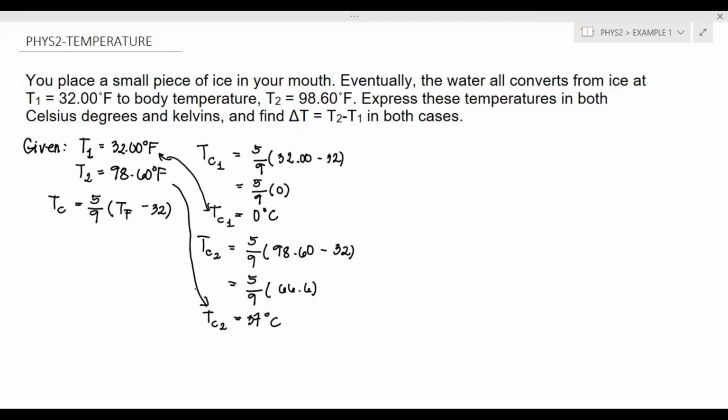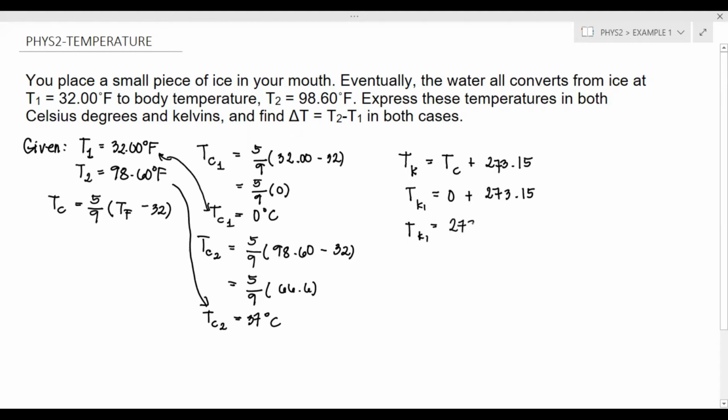Now, we will solve for the Kelvin. The formula for Kelvin is Tc plus 273.15. Now, for Tc1, we'll just add 0 plus 273.15. So which means our 0 degrees Celsius is equivalent to 273.15 Kelvin.